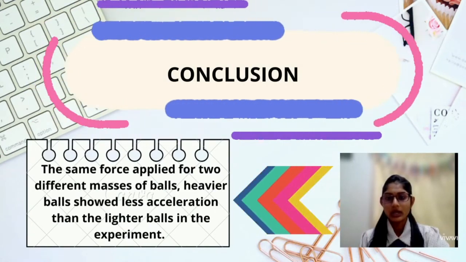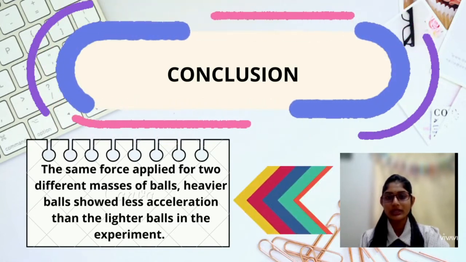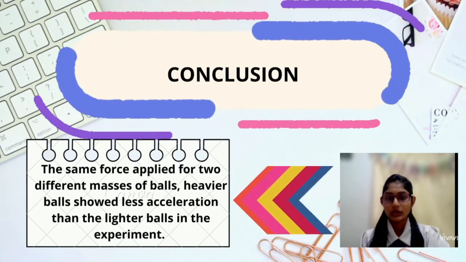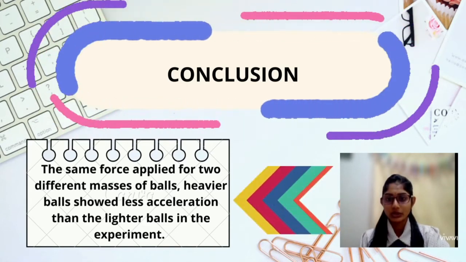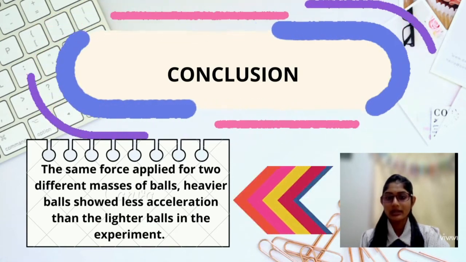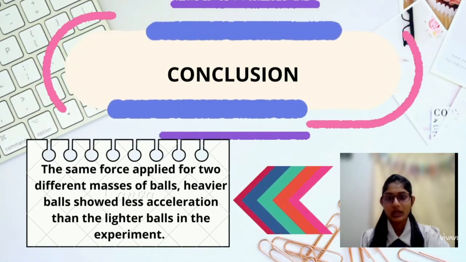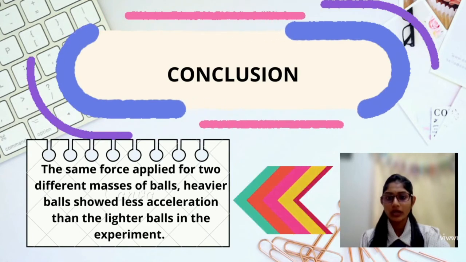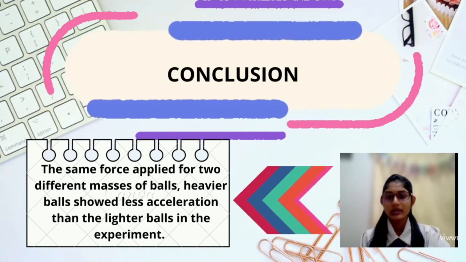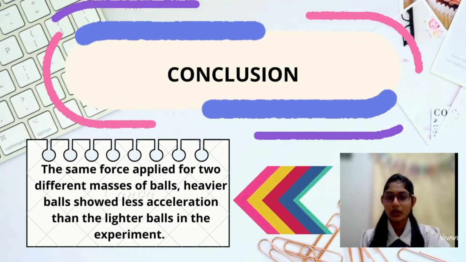In the conclusion, our group's experiment is based on the second law of motion. Newton's second law of motion states that the force exerted by a moving object is equal to mass multiplied by acceleration, expressed as the formula F equals mass multiplied by acceleration. In our experiment, the heavier ball showed less acceleration than the lighter ball. I hope this short experiment makes the second law of motion clearer to understand.